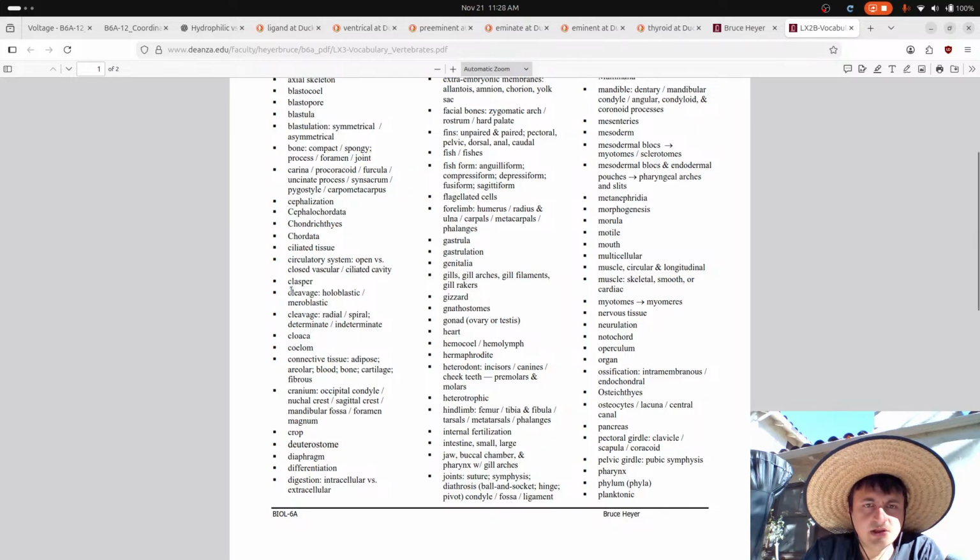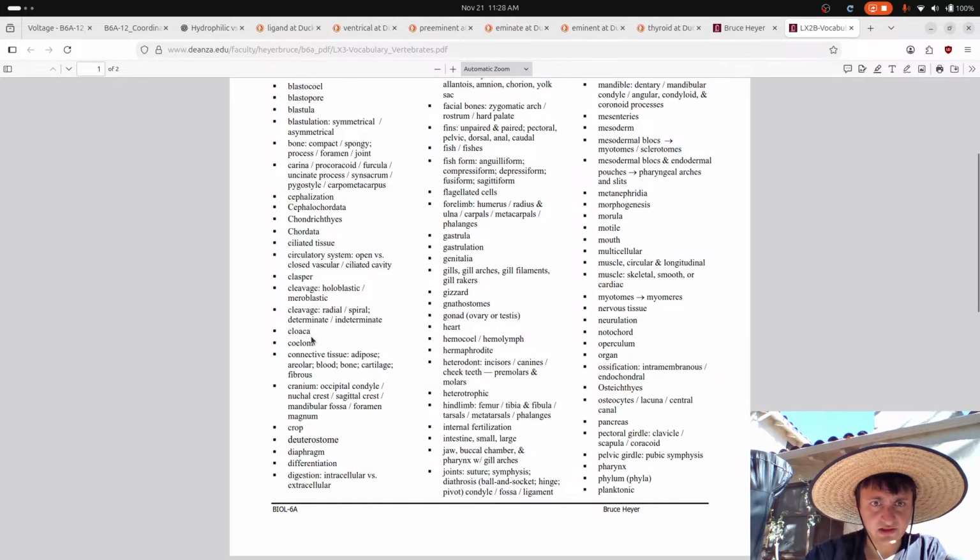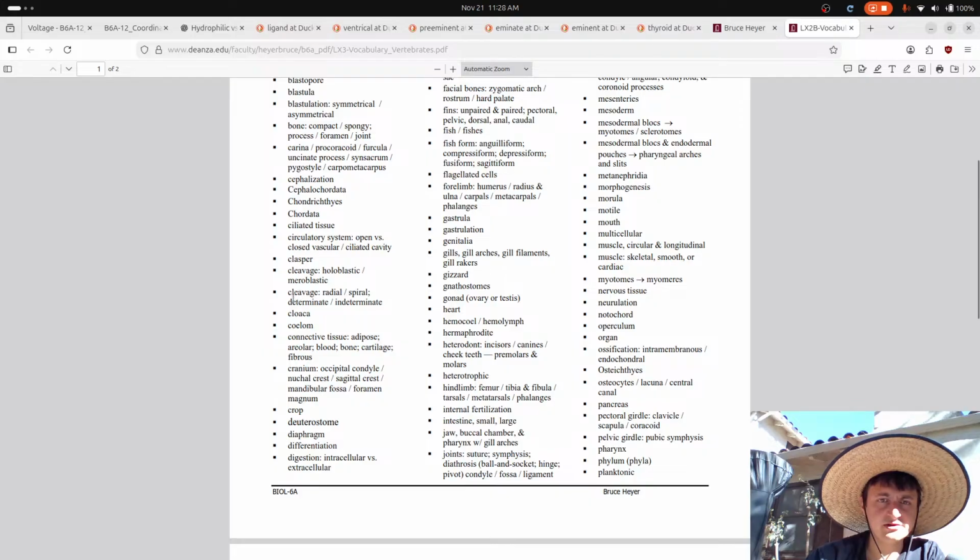Chordata, ciliated tissue, circulatory system, clasper, don't know that. Cleavage, I know that basically because mero means partial and holo means complete. Okay, cleavage: radial, spiral, determinate, indeterminate. I always forget which one is which. I'm pretty sure that we are radial, which is deuterostome. Cloaca, coelom, connective tissue, cranium. Ooh, I don't know any of that.